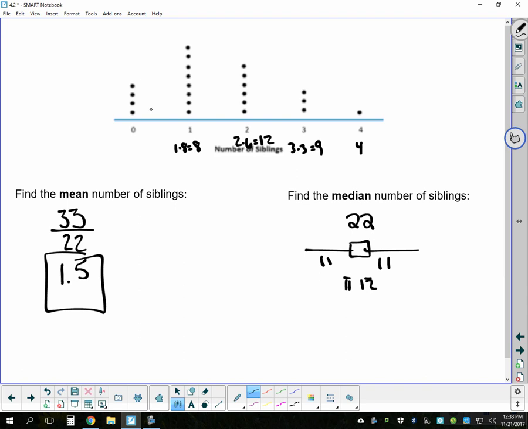So here was 4, and there's 8 here, which means your 11th and your 12th spots would be right there. There's 11, there's 12. Well, both of those represent 1s. So 1 plus 1 is 2, and 2 divided by 2 is 1. So the median number of siblings is 1. Okay? All you're doing is really finding the mean of those two numbers. Okay, hopefully that's what you got as well. If not, you definitely want to correct it.